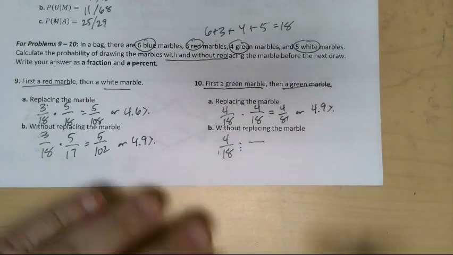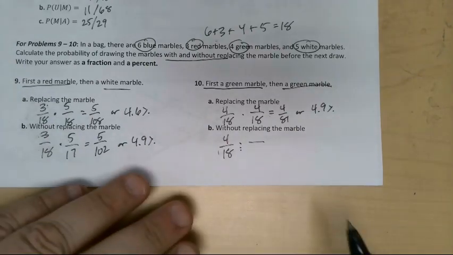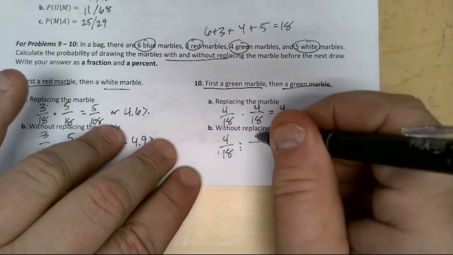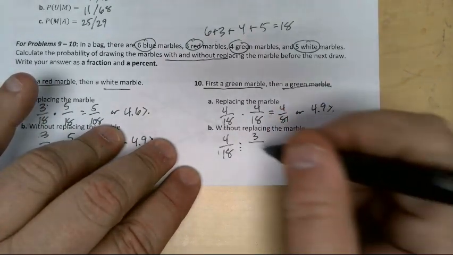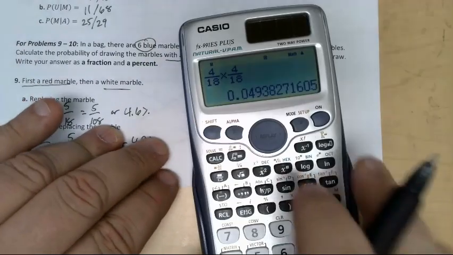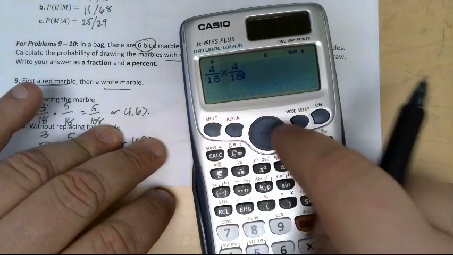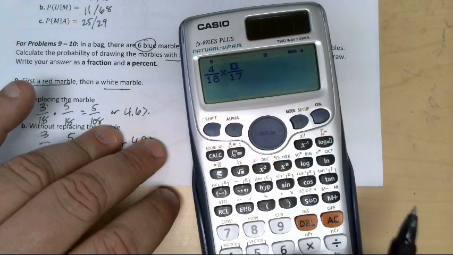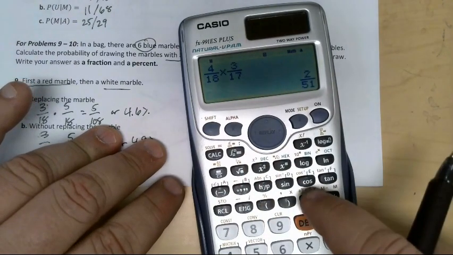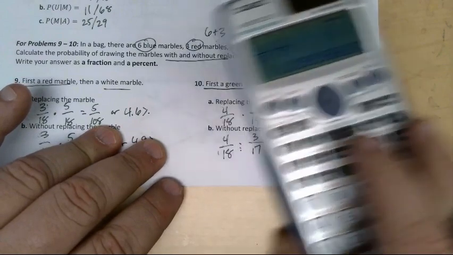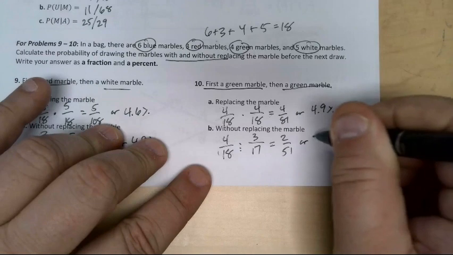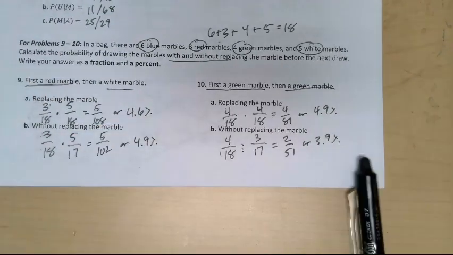Okay, now, if I don't replace it, so I pull the green marble out and I keep it out, there's still 4 out of 18 on the first pull, but now there's only 3 green marbles in there, and there's only 17 total. So I gotta go back and change some numbers here. And I get 2 out of 51, or 3.9%. And that's it, guys. Moving on.